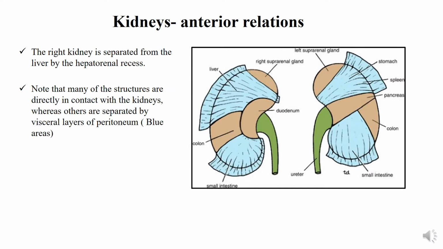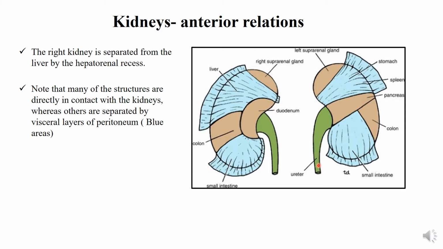If we look into the relation of the kidneys with other organs in the abdominal cavity, we will find that the liver, the duodenum, the ascending colon, and part of the small intestine are located anterior to the right kidney. It's worth mentioning that the right kidney is separated from the liver by the hepatorenal recess.